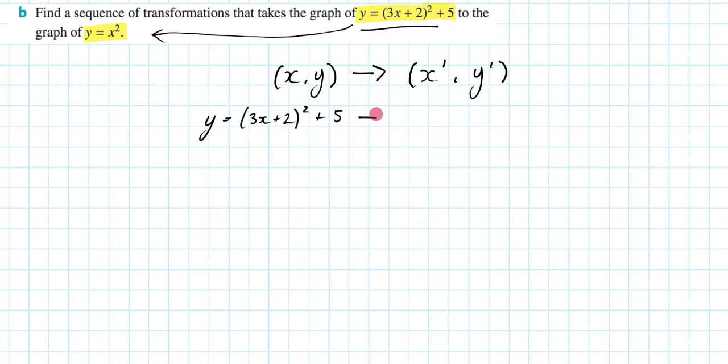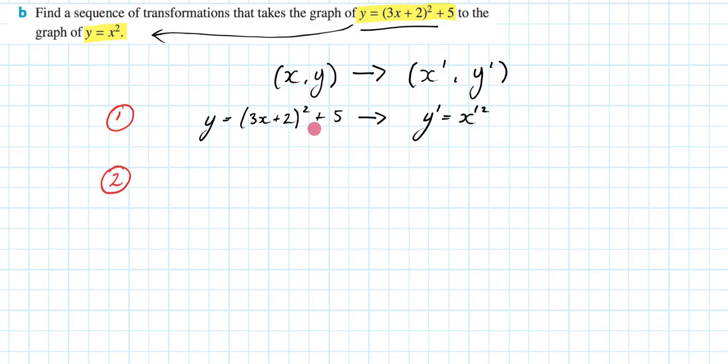I then am applying a transformation in order to get to y equals x squared. So that means that my newly transformed point, my (x dash, y dash), is going to exist on this graph here. So I'm going to put those in, and I'm calling that my first step. My first step is putting in x dash and y dash into my newly transformed graph, which we know is this.